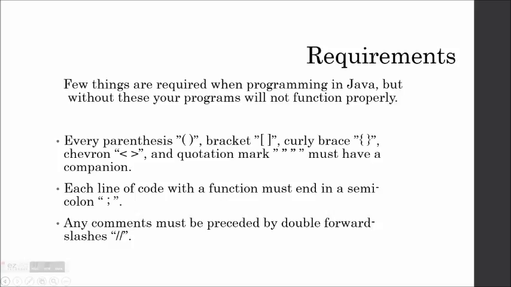Requirements. Few things are required when programming in Java, but without these your programs will not function properly. Every parenthesis, bracket, curly brace, chevron, and quotation mark must have a companion. Each line of code with a function must end in a semicolon. Any comments must be preceded by double forward slashes.